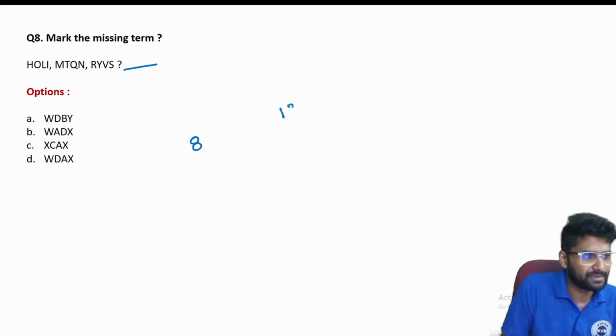So here 8, 13, 18. So we are increasing by 5 units here.